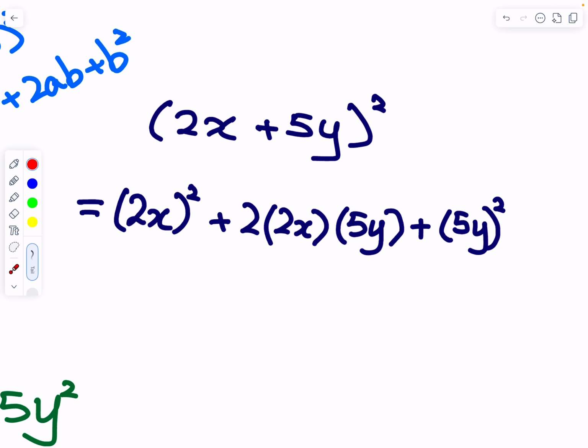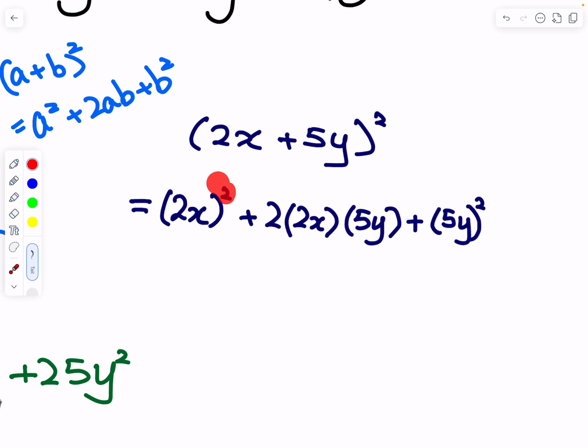And then now opening up this. The square goes to everything inside the bracket. The 2 also gets the square, the x also gets the square. When 2 gets the square, it means 2 times 2, which is 4. Now in the middle, this is harder. 2 times 2 times 5. Click the calculator. You get 20. How about the unknowns? We have x and we have y.